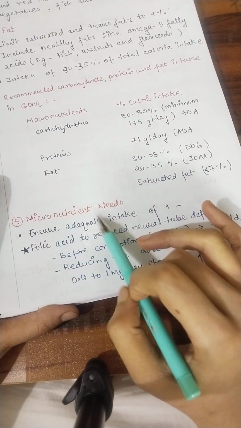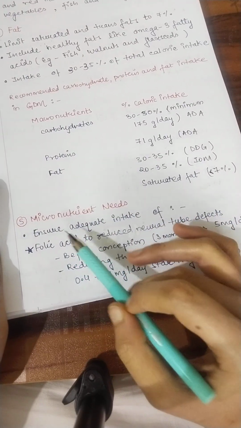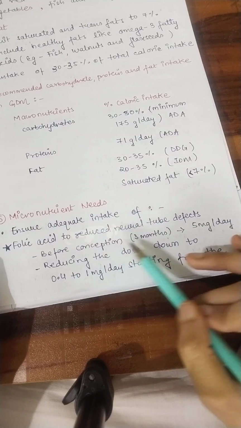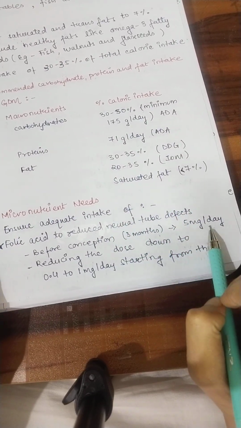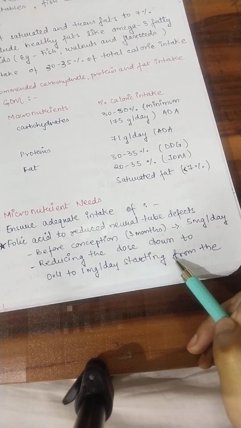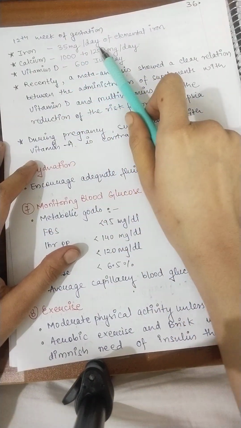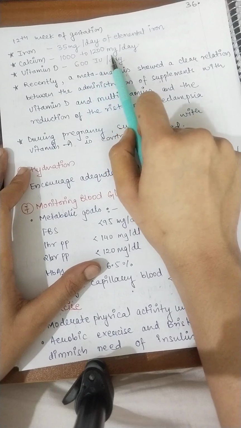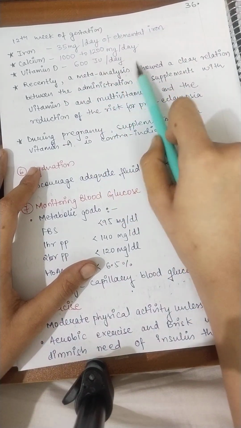Now, micronutrients. What the patient needs is to ensure adequate intake of folic acid. Why folic acid? To reduce neural tube defects before conception. Before conception, for 3 months, we should advise 5 mg per day, reducing the dose down to 0.4 to 1 mg per day starting from the 12th week of gestation. And iron should be 35 mg per day of elemental iron. Calcium should be 1000 to 1200 mg per day. Vitamin D should be 600 international units per day.